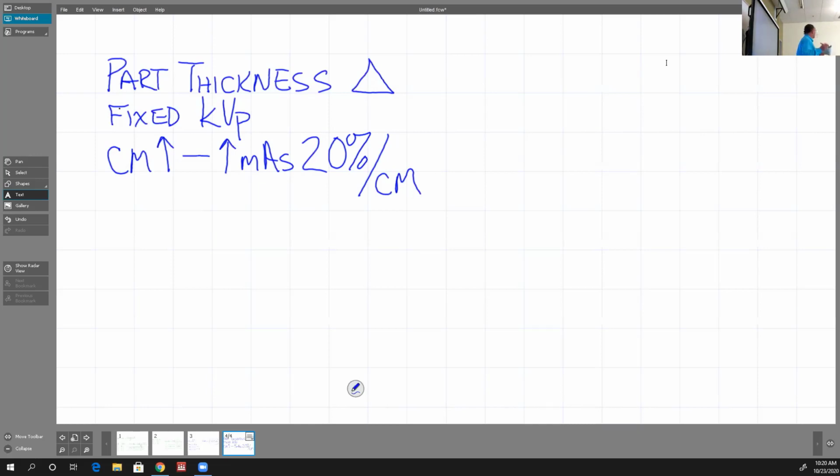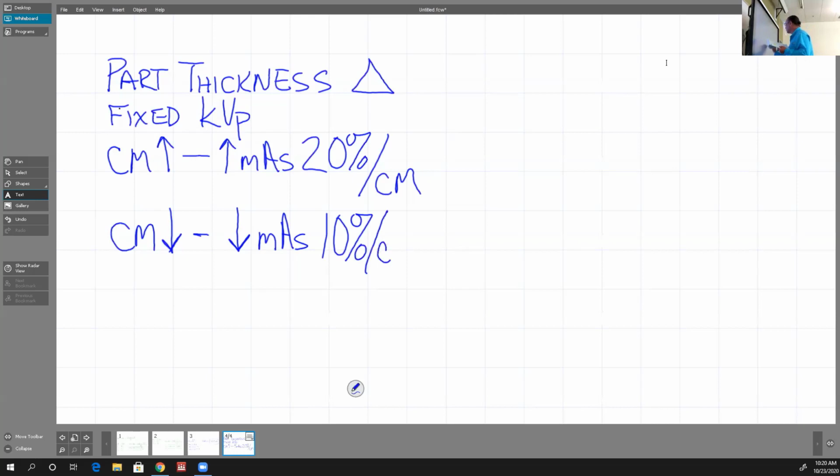We'll do that in just a second. And for every centimeter decrease, we're going to decrease mass 10% per cm.